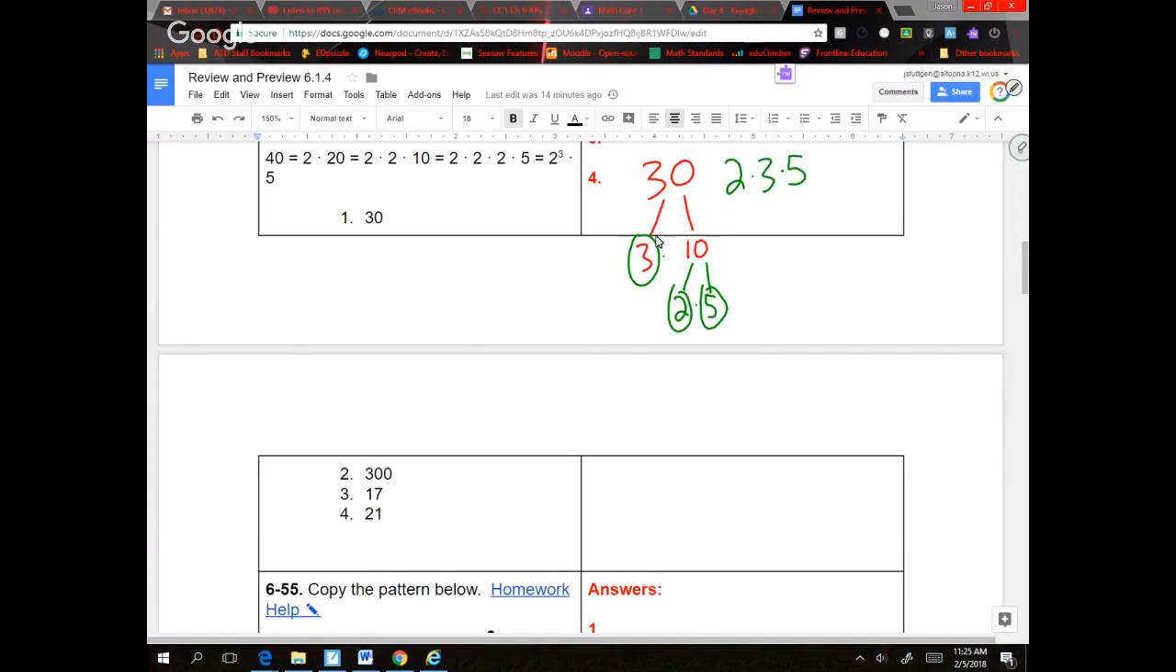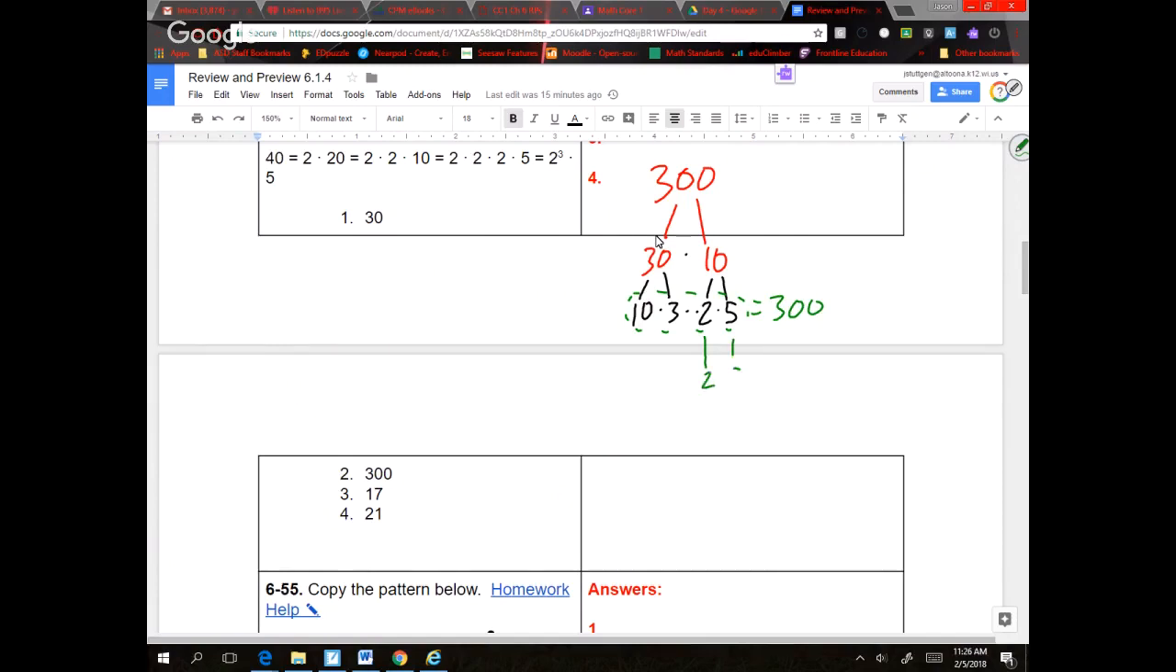I'll do 2 more, and then you'll have the last one on yourself to do. Next one, same exact thing pretty much, except it is 300. I can break that up into 30 and 10. And neither of those are prime yet, because 10 can be broken up into 2 times 5. And the 30 can be broken up into 10 times 3. And notice if I did multiply all these numbers right here, I still should get 300. So I'm just going to keep bringing these down because these are all prime. And this is 3, and then I break 10 up into 2 and 5 again. I multiply all those numbers together, I should get 300 still.